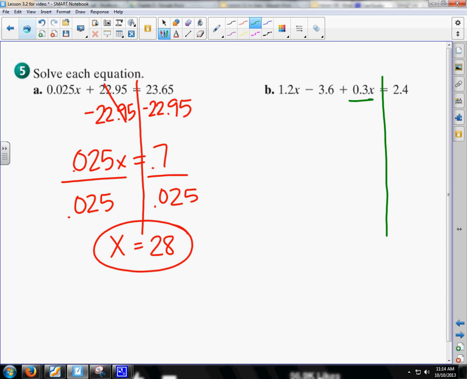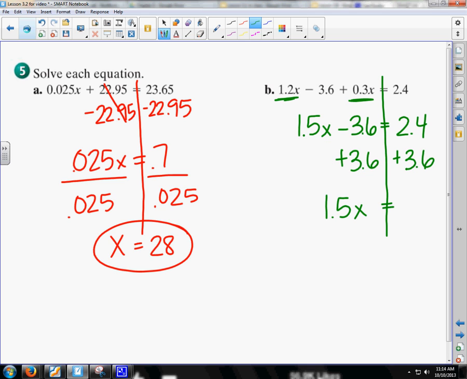Okay, first I'm going to combine like terms. 0.3 and 1.2 is 1.5x minus 3.6 equals 2.4. I'm going to add 3.6 to both sides. So 1.5x equals 6. And then I divide by 1.5. So x equals 4.